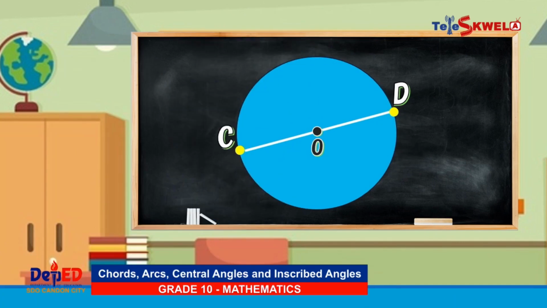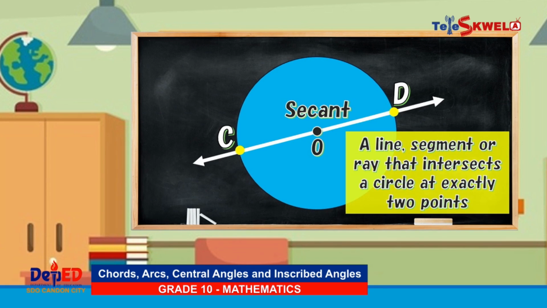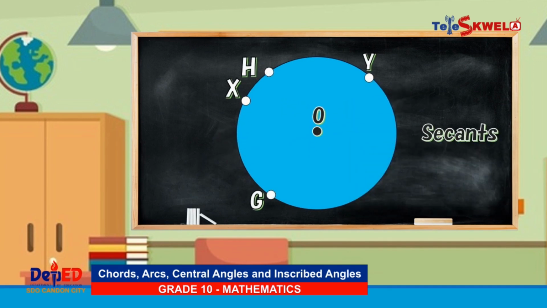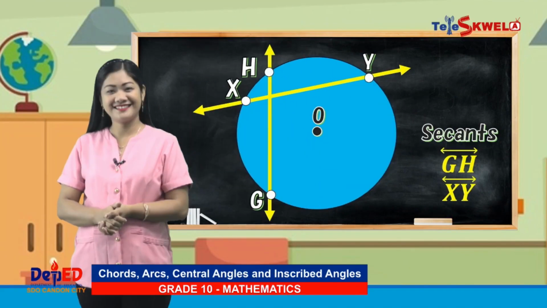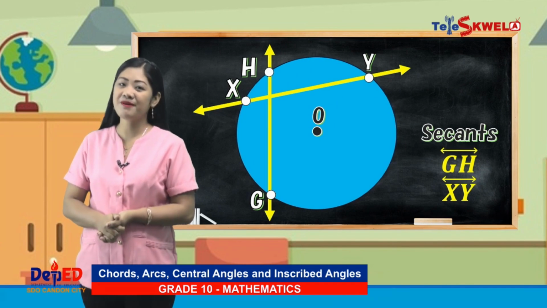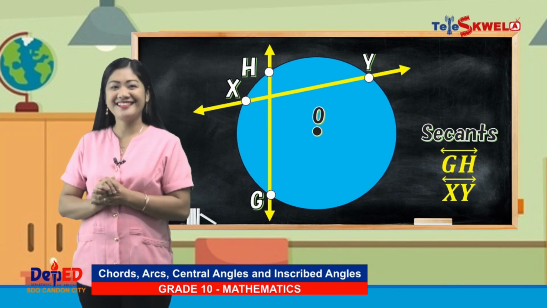What if we extend chord CD, put arrowheads on both ends, and extend them? What has been formed? Correct. We have formed line CD, and this line is called secant. A secant is a line, a segment or a ray that intersects a circle at exactly 2 points. Other secants of circle O are ray GH and line XY. Did you understand the concept of secant? Great! Now, take a look at this.